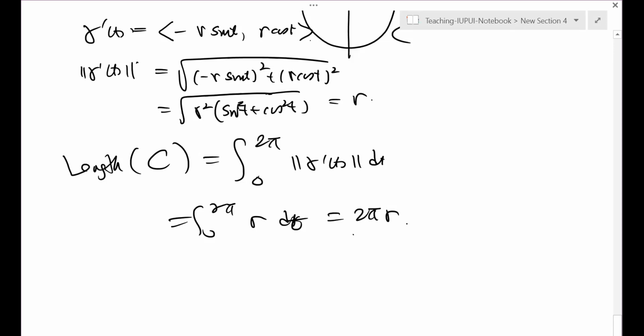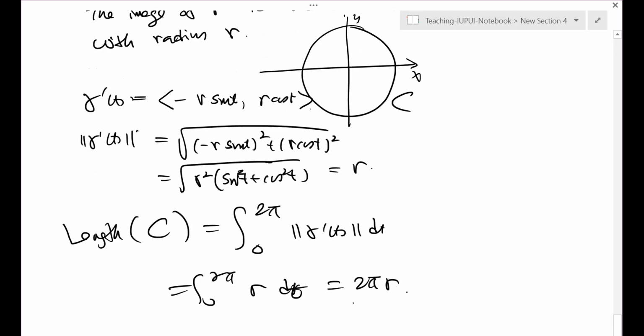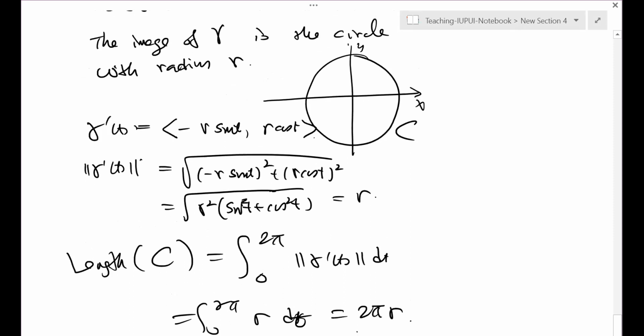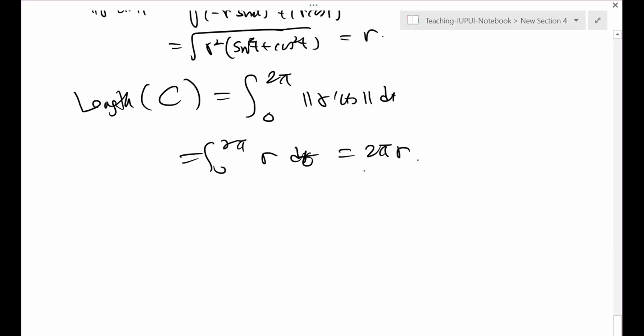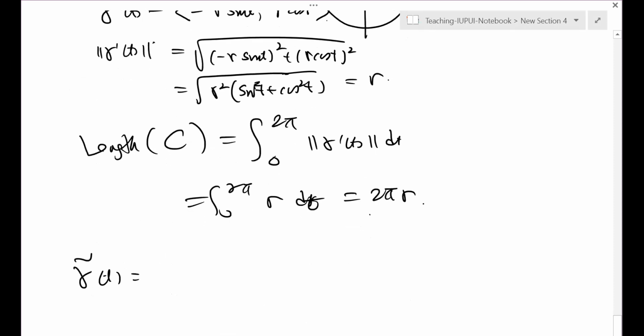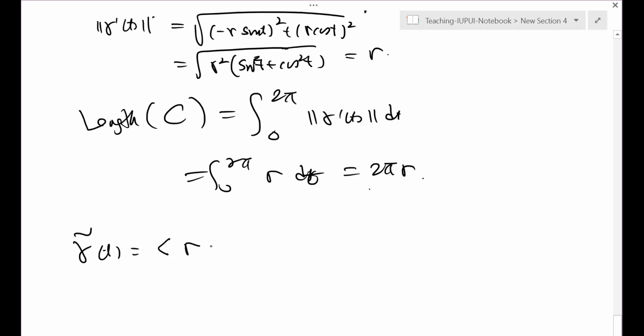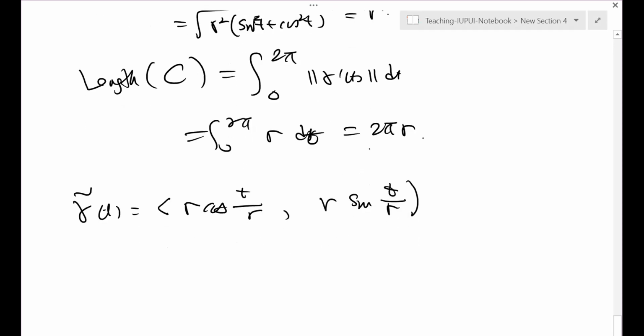Now let's find another parametrization. Gamma(t) is still R cosine, but t will be divided by R. And this time, in order to get the whole circle, t is between 0 and 2 pi R.